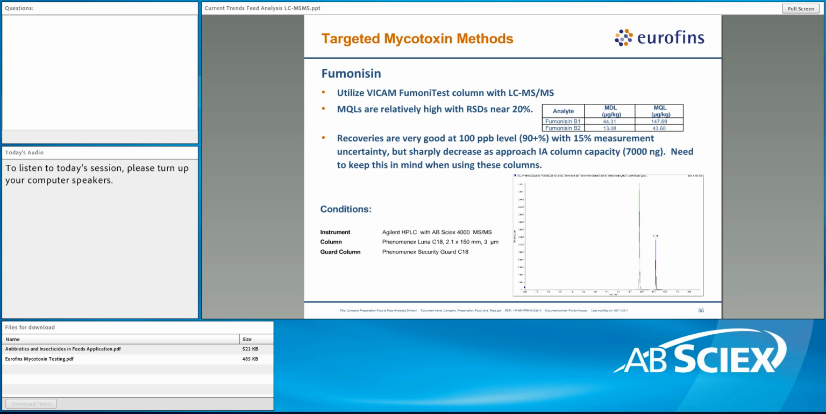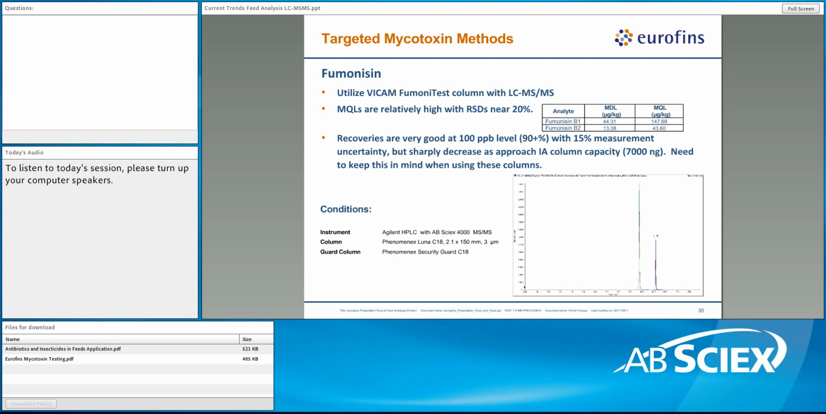The next targeted method is fumonisin. In this case, we're using the VICAM kit, the Fumonitest kit, with LC-MS/MS completion. Recoveries are very good at the 100 ppb level, 90% plus for most samples that we test, with 15% measurement uncertainty, which sharply could decrease as the immunoaffinity column capacity is approached, which is 7,000 nanograms of analyte. Need to keep this in mind when using immunoaffinity columns, that there is an upper limit to their capacity.